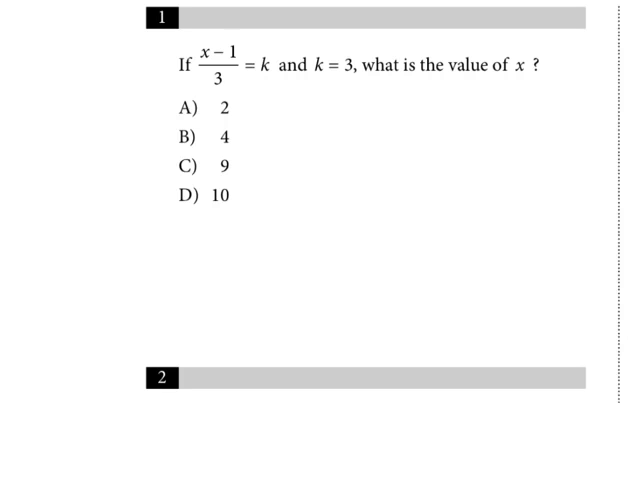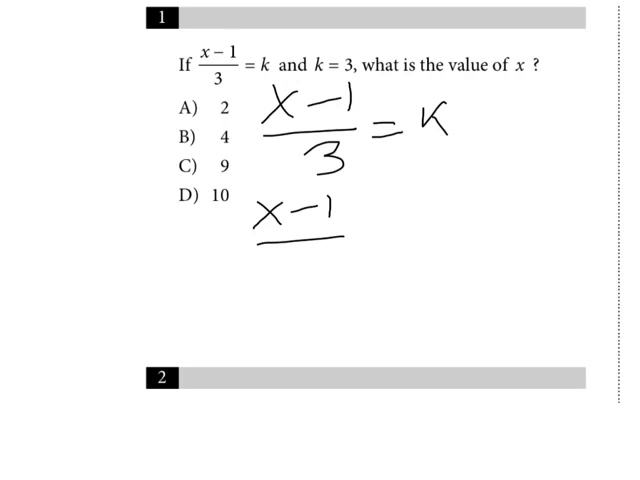Alright, looking at this next one now. If x minus 1 over 3 equals k, and k equals 3, what is the value of x? So we get this equation, x minus 1 over 3 equals k, and we want to know, what is x? Well, thankfully, it looks like we had two unknowns, but we actually have one unknown, because 3 is the same thing as k. Therefore, we can now just solve for x.